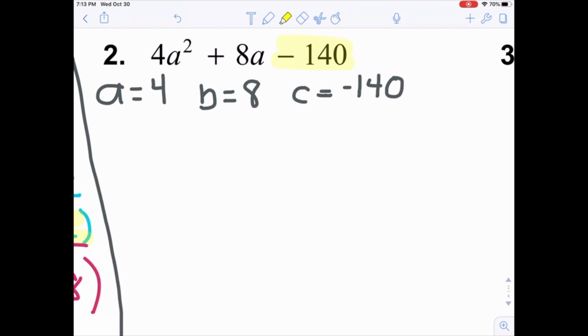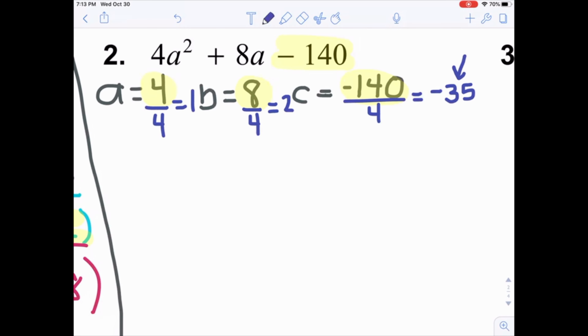Well, we can notice 4, 8, and 140. All three of them share a common factor. All three of them have a number that goes into each of them. That number is 4. So if I take 4 divided by 4, I get 1. I get 8 divided by 4, I get 2. And a negative 140 divided by 4 is a negative 35. For this one, all I did was put it in a calculator.